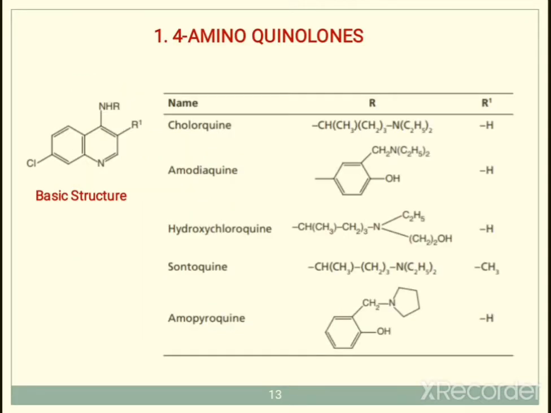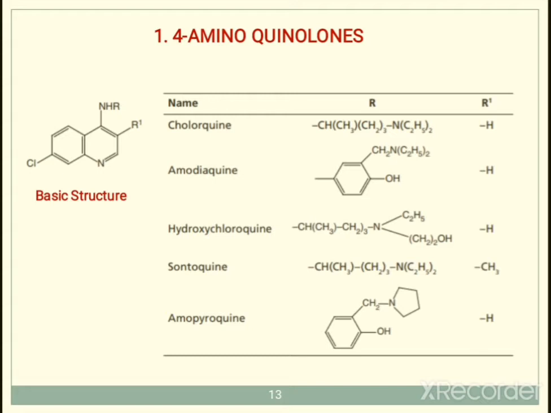Now in today's lecture, we'll start with the details of every class of the antimalarial agents. So the first major class of these antimalarial agents is what? 4-aminoquinolines. In the basic structure given over here, you can see the quinoline is the basic ring. At the third position there is R1, at 4 there is NHR, the 5 and 6 positions are free, and at the 7 position there is a chlorine group. This is the basic structure of the 4-aminoquinolines.